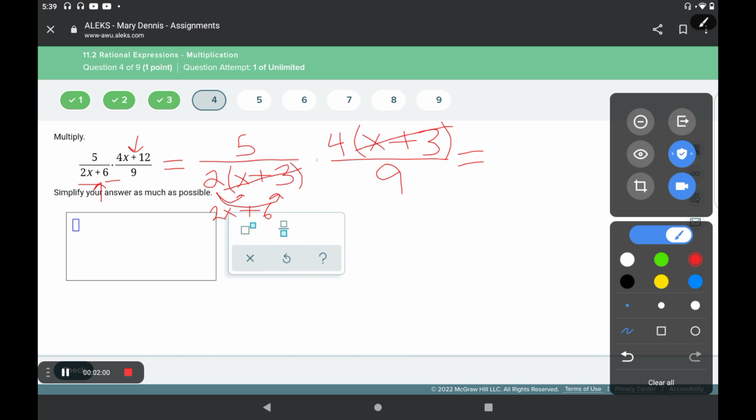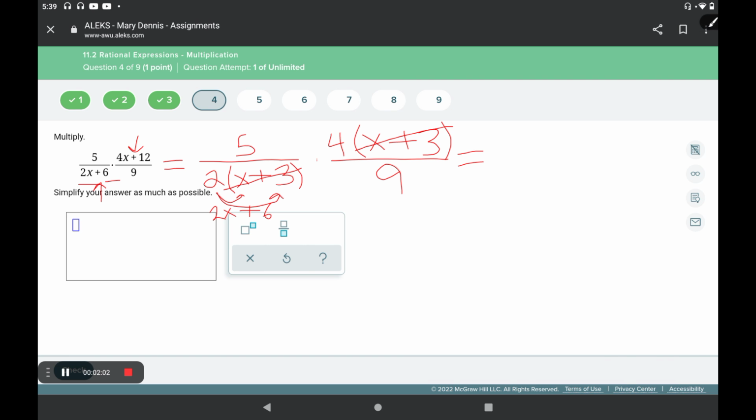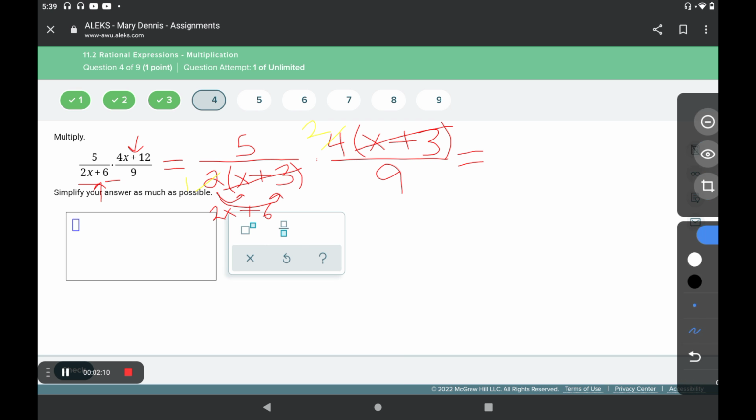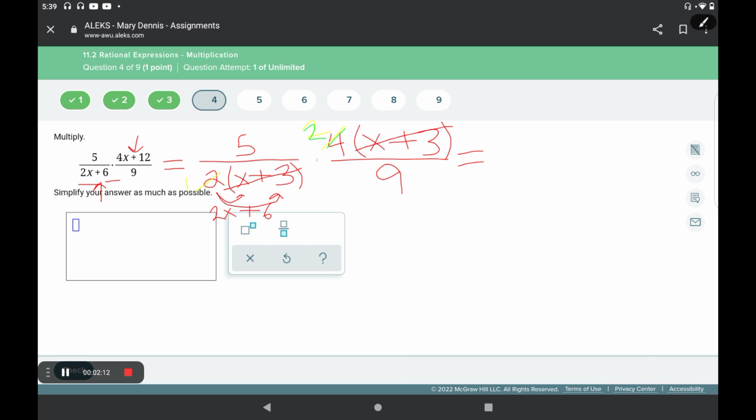And then I can look at everything else and say that that 2 goes to 1 and that 4 goes to 2. Let me use a darker color, sorry. That 4 can go to 2, that 2 can go to 1. And I think that's all I can simplify. So now I'm going to have a 5 times a 2, which is 10, and then a 1 times a 9, which is just 9. So 10 over 9 is my final answer there.